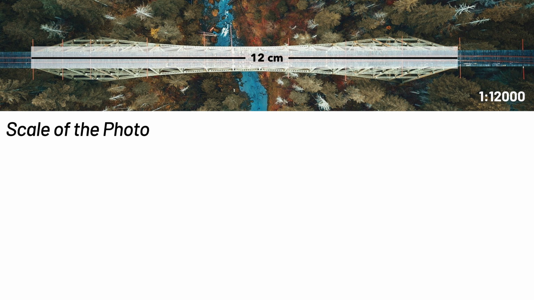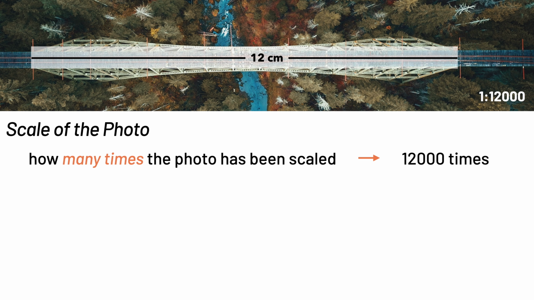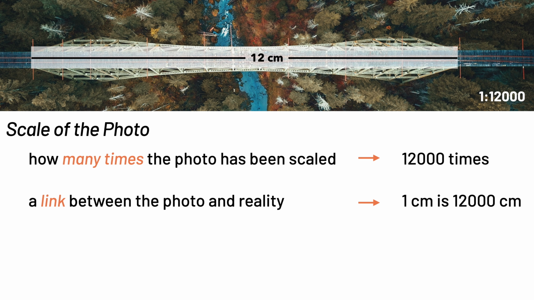You can think of it as how many times the photo has been scaled. In this case, the photo has been scaled 12,000 times down from reality. You can also think of it as the link between the photo and reality. For example, a centimeter in the photo is equal to 12,000 centimeters in reality. That means that if this bridge was 1 centimeter long in the photo, it would be 12,000 centimeters in reality.